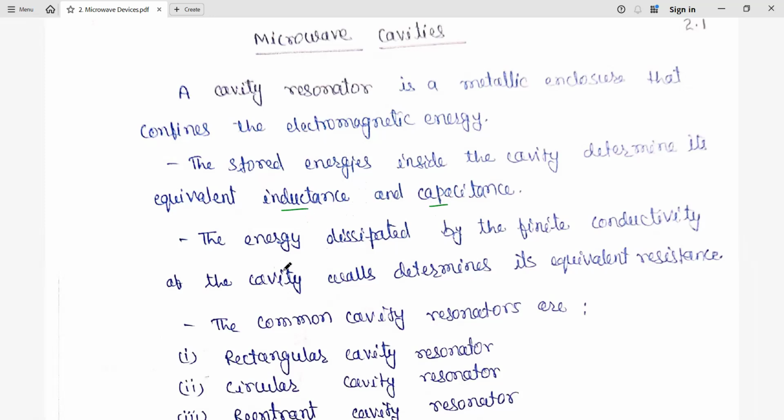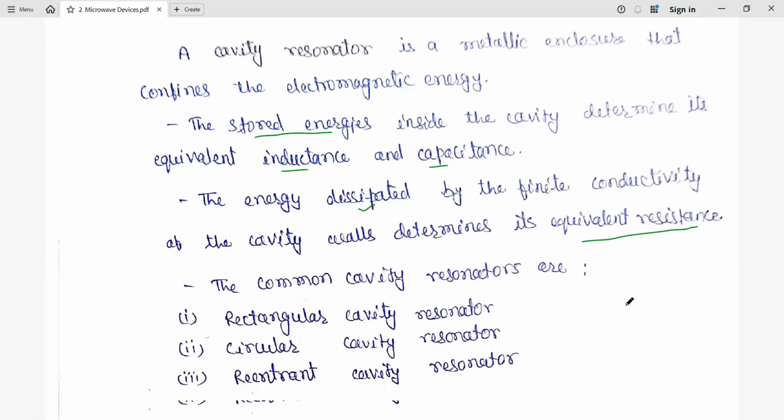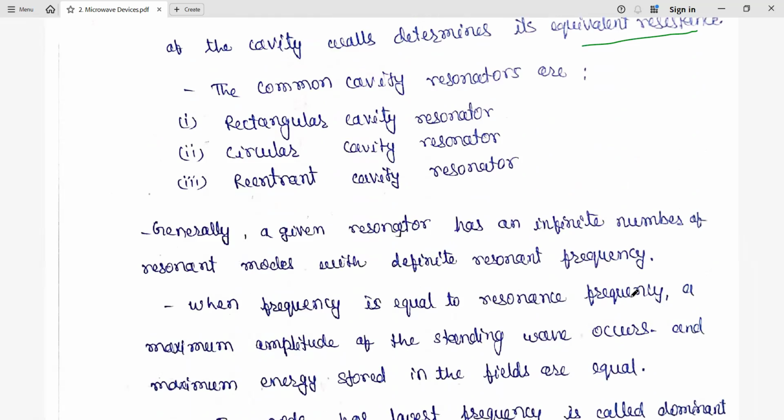So you know about this capacitance and inductance behavior. And when energy is being dissipated, with the help of this dissipated energy we are able to find the equivalent resistance. So by using stored energy we find the inductance and capacitance, and with the help of dissipated energy we find the equivalent resistance. Now, the common cavity resonators we are using are the rectangular cavity, the circular cavity, and the ring-type cavity. Mainly in this lecture, we are going to focus on rectangular cavity resonators.